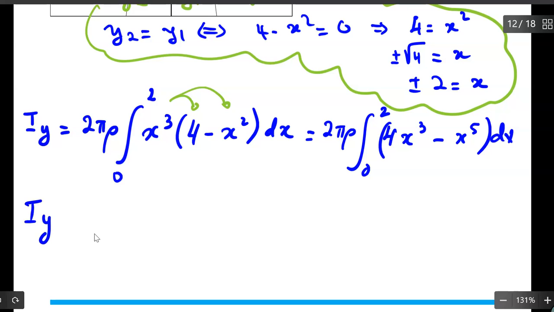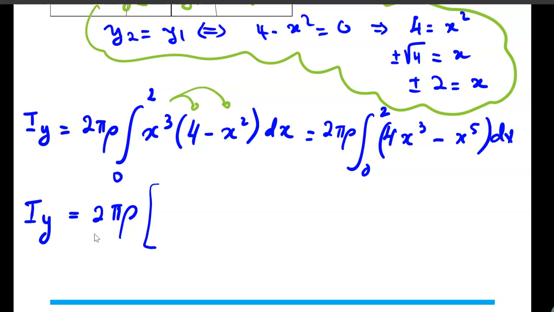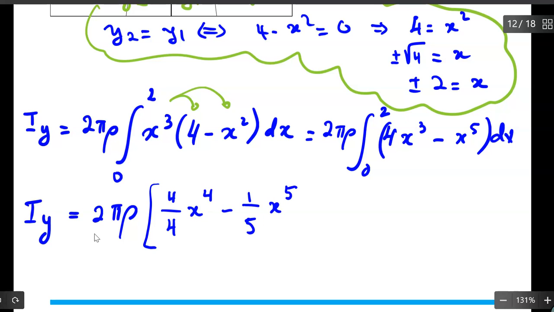Now Iy will be equal to 2 pi rho, and what I have here is the integral of 4x to the exponent 3, which will be 4 over 4 x to the exponent 4, minus the integral of x to the exponent 5. I'm sorry, I should say x to the 6. So that is 1 over 6 x to the exponent 6.